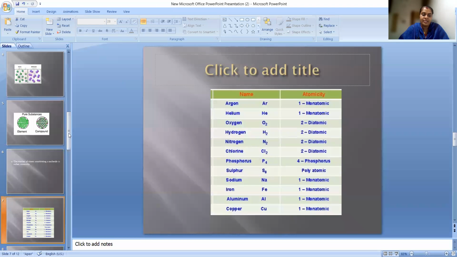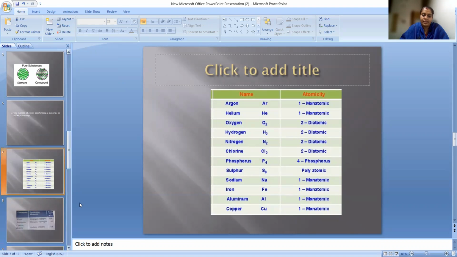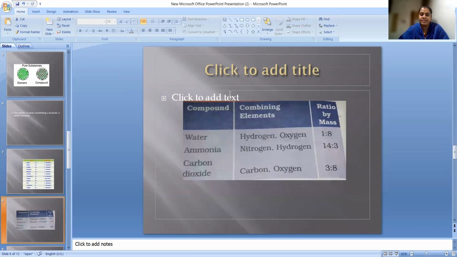Now let us learn another topic. In your textbook, you can see this type of a box inside that. So what is that? This compound we already discussed. It consists of more than one element inside that. So if you are taking the example of water, H2O, right? The ratio of the elements inside that is 2:1. Very easily we can understand 2 hydrogen is combining with 1 oxygen.